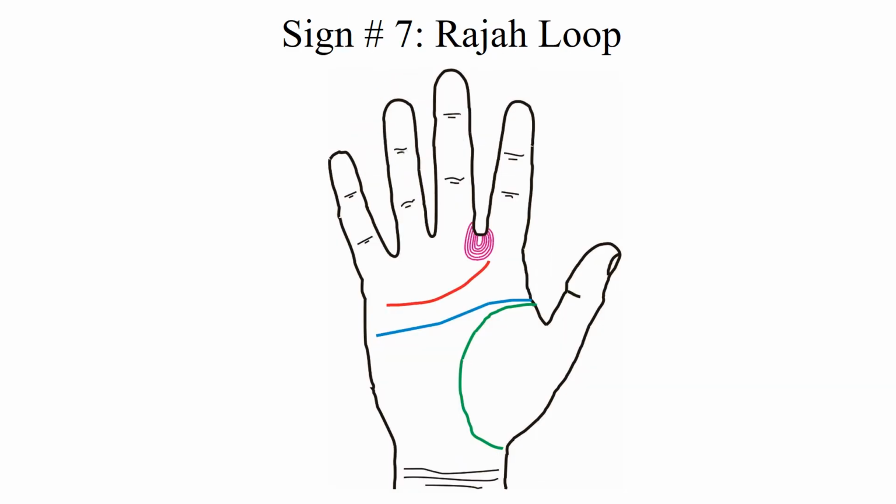Sign number 7. Raja loop. The Raja loop is located between the Jupiter and Saturn fingers. It is a rare sign.